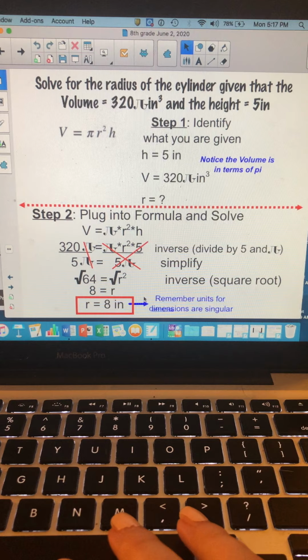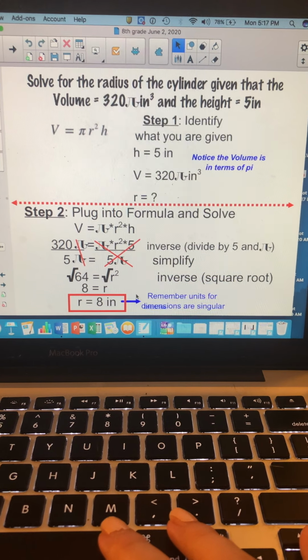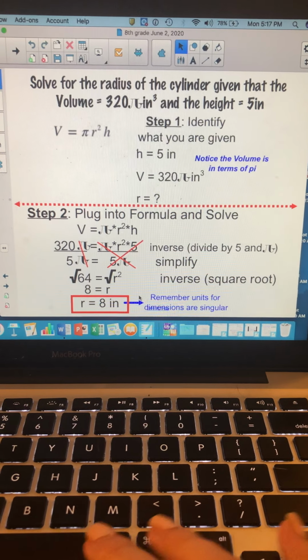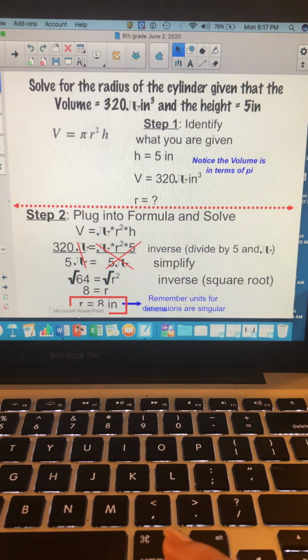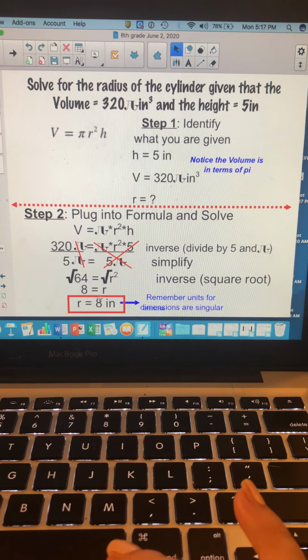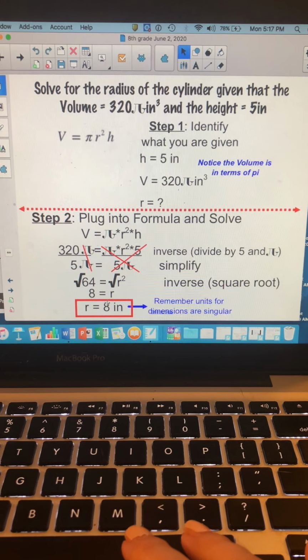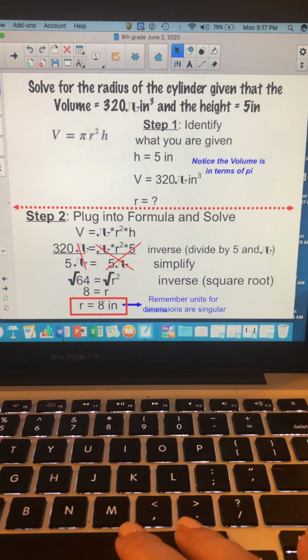You guys did pretty well with that. There were a few of you that did not listen to the directions of the questions, where some of them asked for the diameter instead of the radius. So you forgot to multiply your final answer by 2. So just be careful what the question's asking for. Always go back and make sure you answered the question.